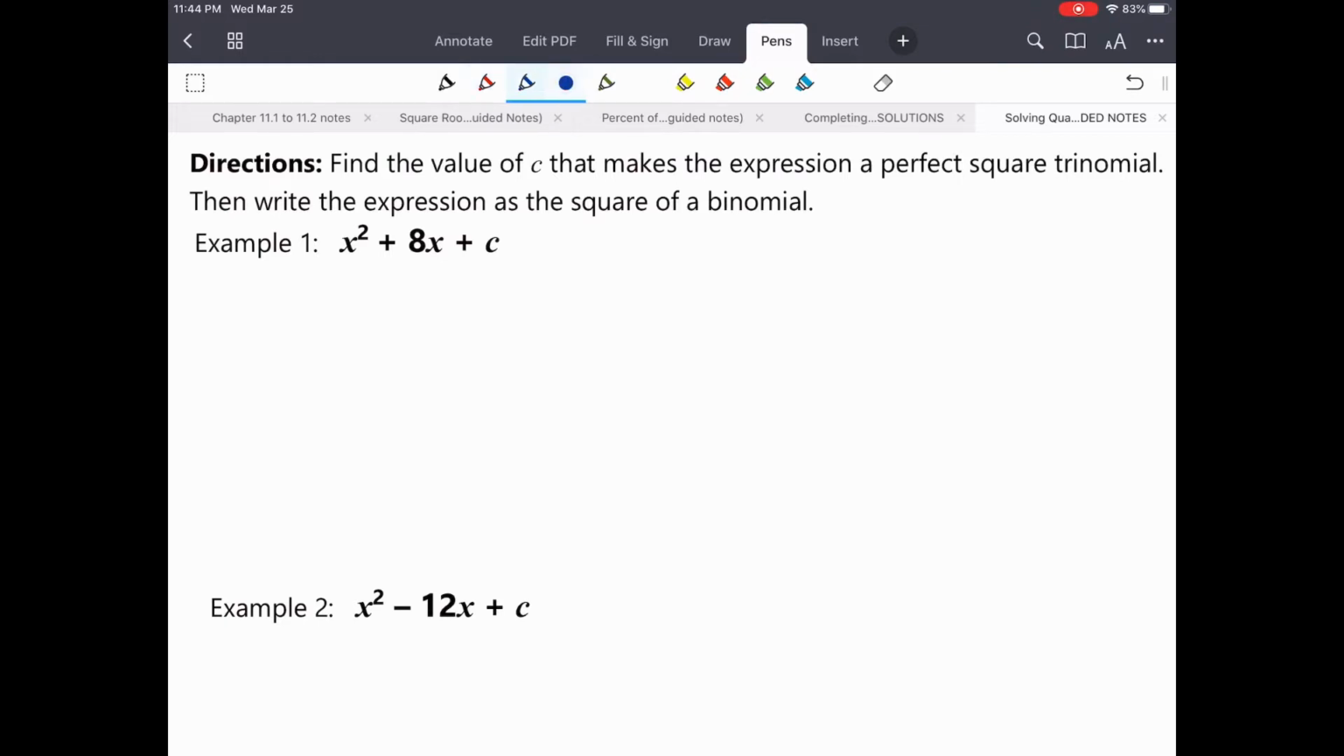And there is our b term, that's the bx. It says find the value of c. We're ultimately looking for what this value is, that's the unknown here, by doing this thing called completing the square. So we want to find the value of c that makes the expression a perfect square trinomial. Then write the expression as the square of a binomial. What that means is, let's start with that bx term, which is 8x in this case. So you just have to take 8 and divide it by 2. And 8 divided by 2 is 4.